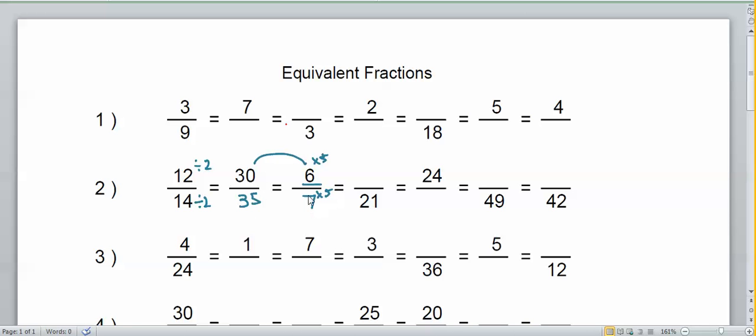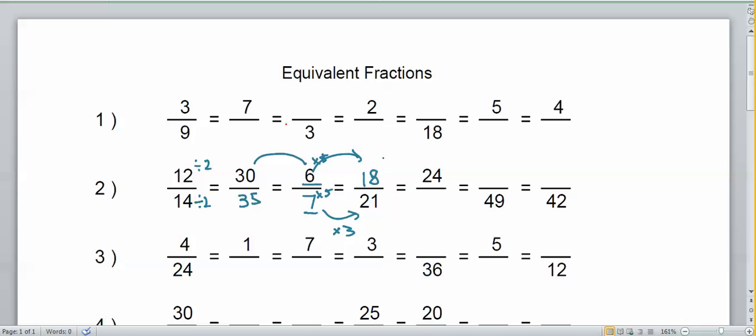Let's have a look at this. We've got 7 over 21. 7 here. How do we get from 7 to 21? We would have to multiply that by 3. So we'd have to multiply that by 3. Then we'd have to multiply this 6 by 3. 18 over 21.